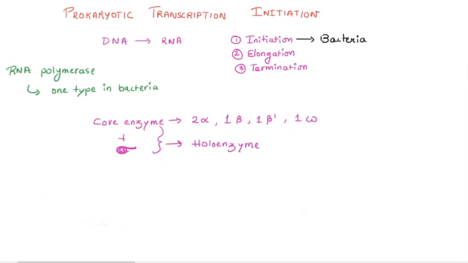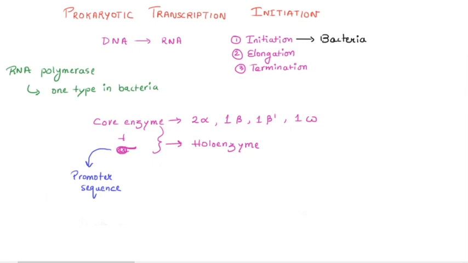Now, this sigma subunit has got a specific function. That is why it is required. This sigma subunit is actually required to recognize a certain position in the DNA for the RNA polymerase to bind, and this region is called the promoter sequence. Now, the promoter sequences are present in every gene. Every gene has got a promoter sequence so that the RNA polymerase can bind to that sequence and start the transcription.